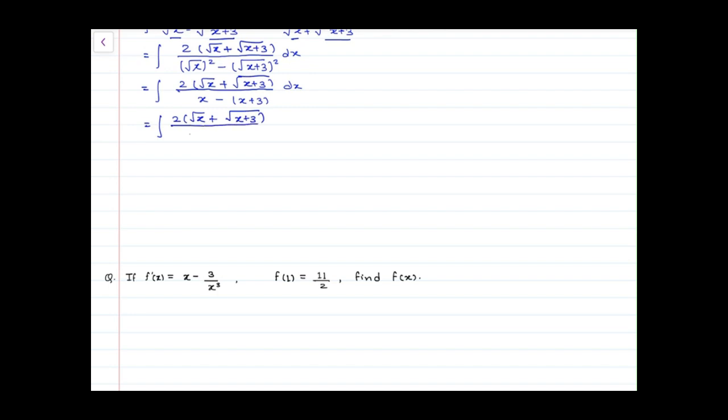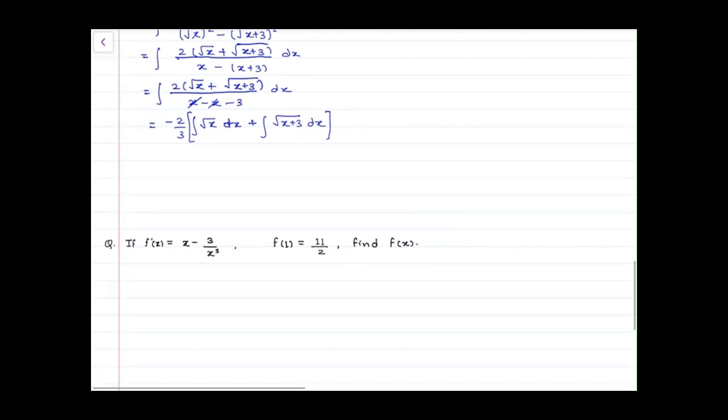Now you need to change the sign. So minus of x and minus plus 3 will give you minus 3. So plus x minus x will go, and we will remain with minus 2 by 3, right? Integration of root x dx plus root of x plus 3 dx. Now we know the formula, we can use the formula for x raised to n and solve this question. Okay, so I'll leave it to you.